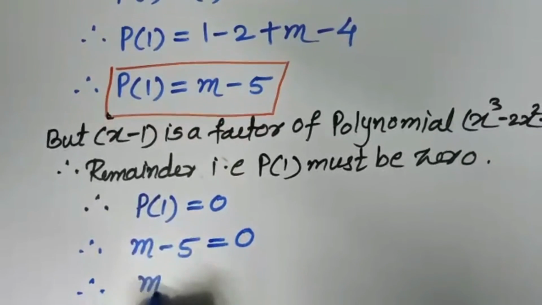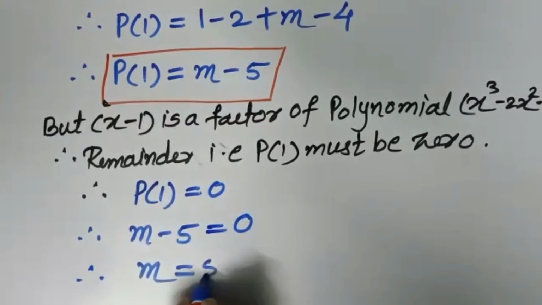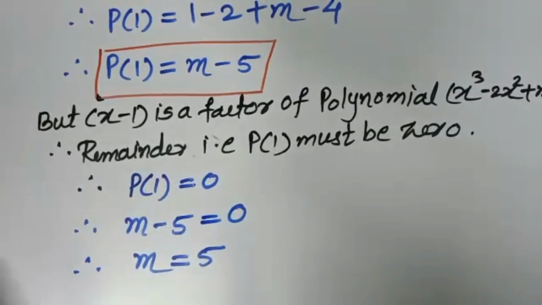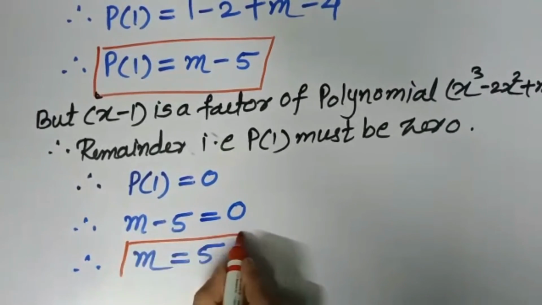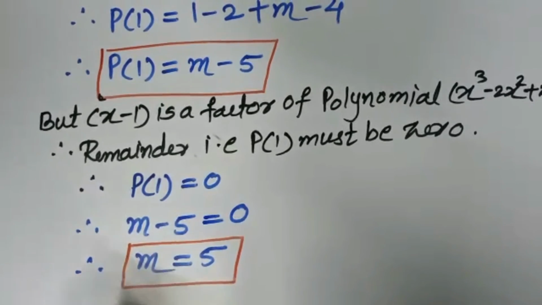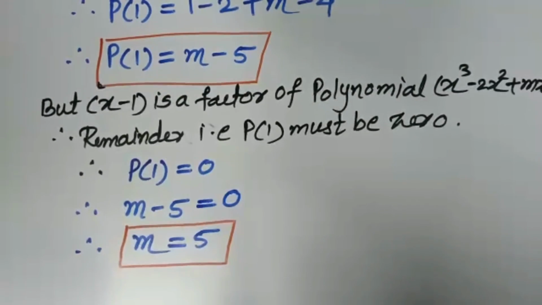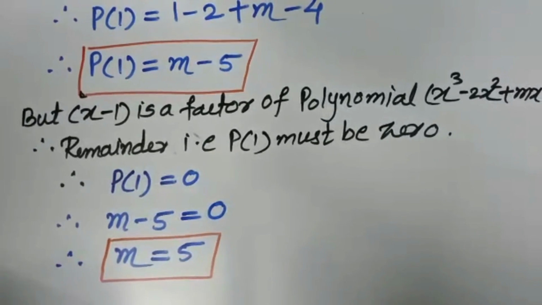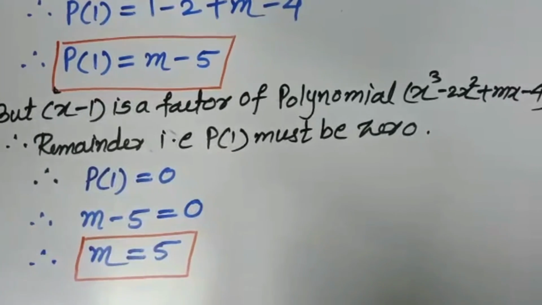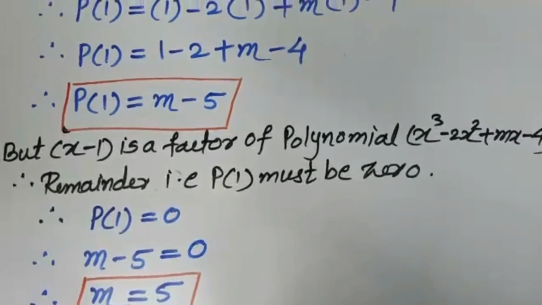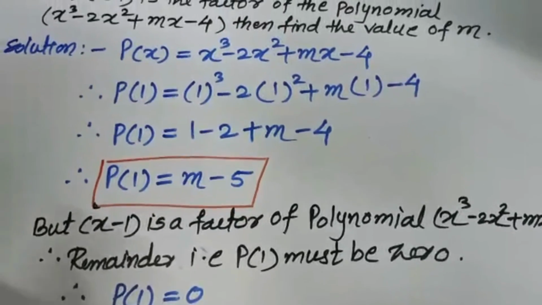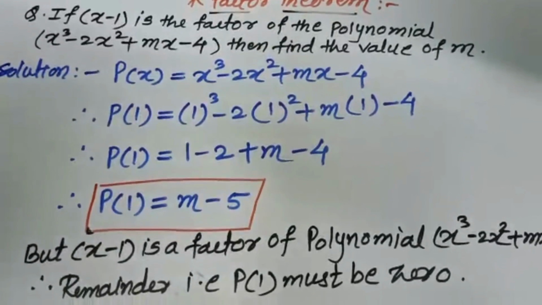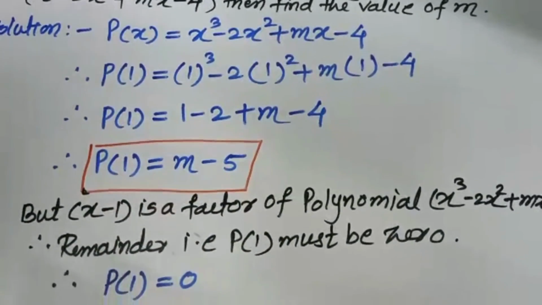Now, therefore, m is equal to, now we are taking minus 5 to that side, so it became plus 5. So what is the value of this other variable, that is m, in this polynomial? The value of this m is 5 after putting x equal to 1 in that polynomial. Understood? So likewise you can solve any question based on this concept of the factor theorem. The factor theorem is very easy: after putting the divisor in that polynomial, if we get remainder 0, then we can say that the divisor polynomial is a factor of the dividend polynomial.